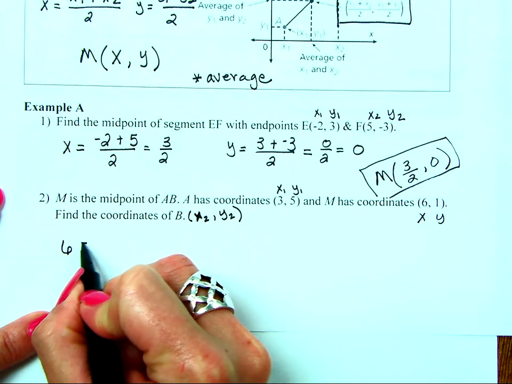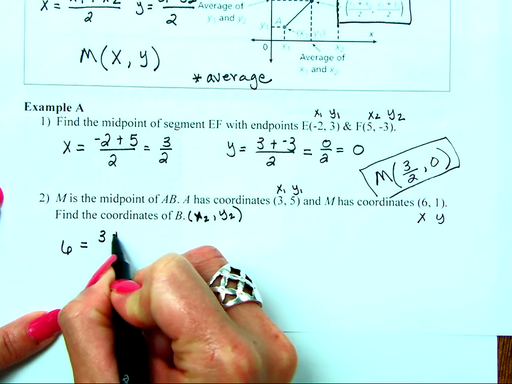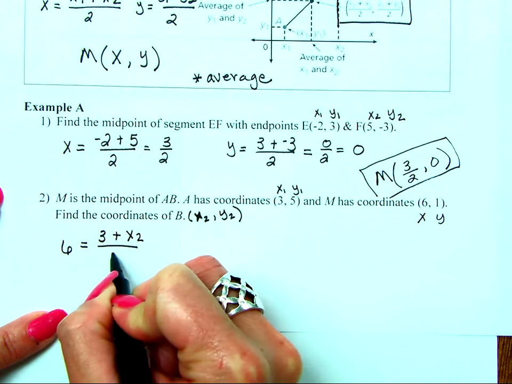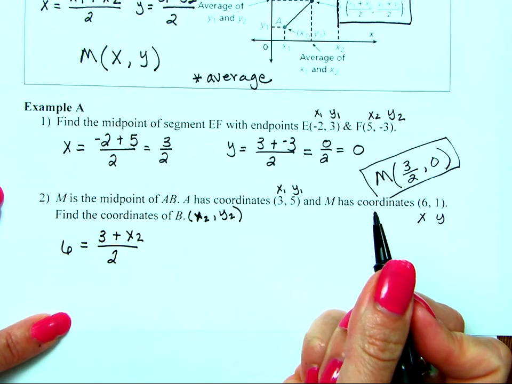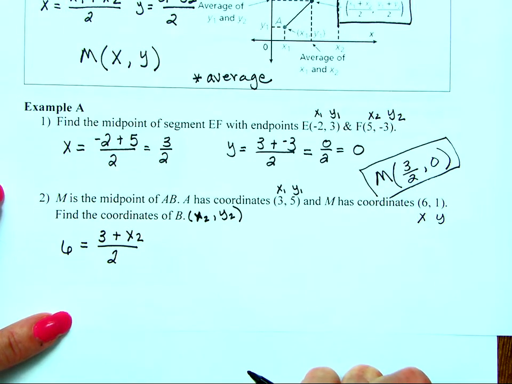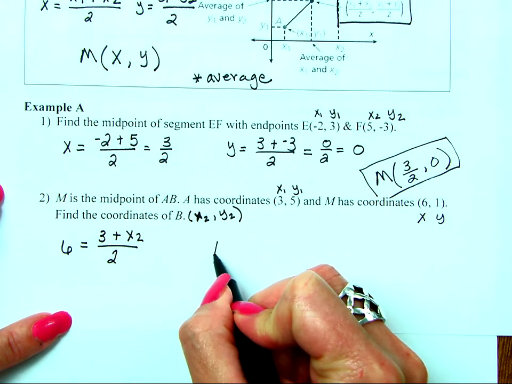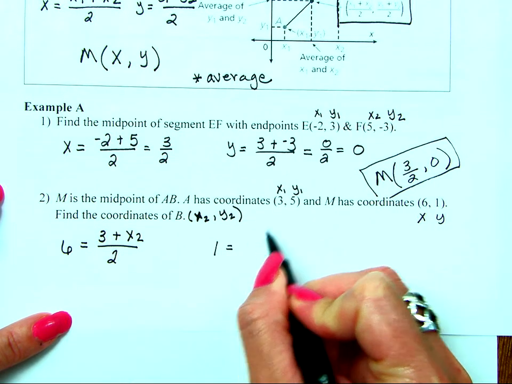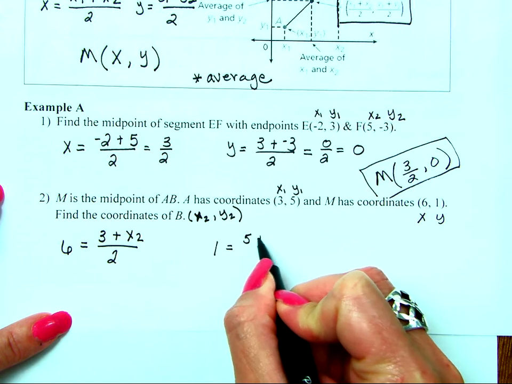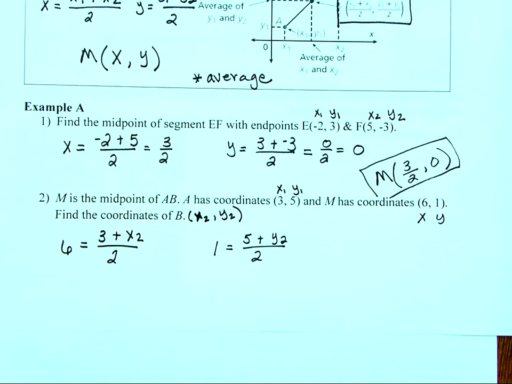6 is my x coordinate. That is what they got when they took 3 plus x2 and divided by 2. So I'm simply going to think about what value would make that true. Y, well, my y coordinate is 1. That is what they got when taking 5 plus y2 and dividing by 2. Now, some people can solve this just by visualizing the segment and kind of reasoning through.